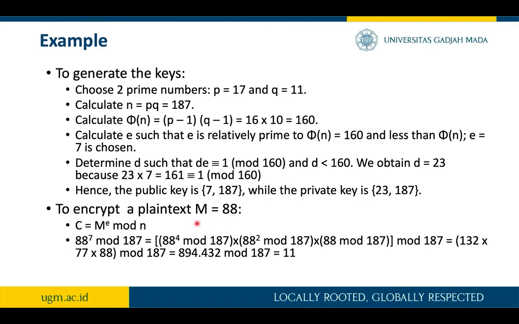To encrypt a plain text, where the plain text here is 88, we need to use this formula. So we just need to do exponentiation here. M, which is 88, to the power of E, where E is 7 here, modulo n, and the result here is 11.